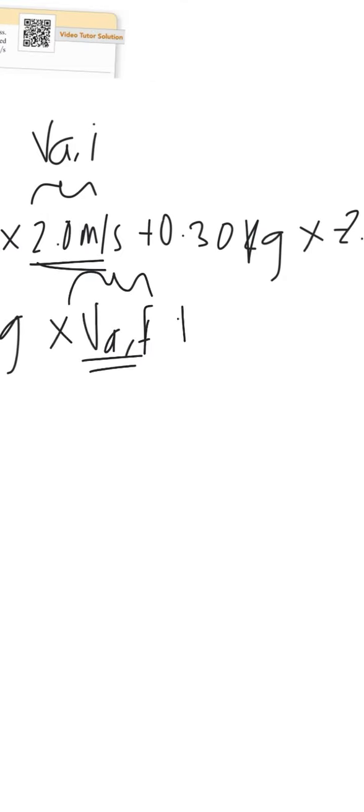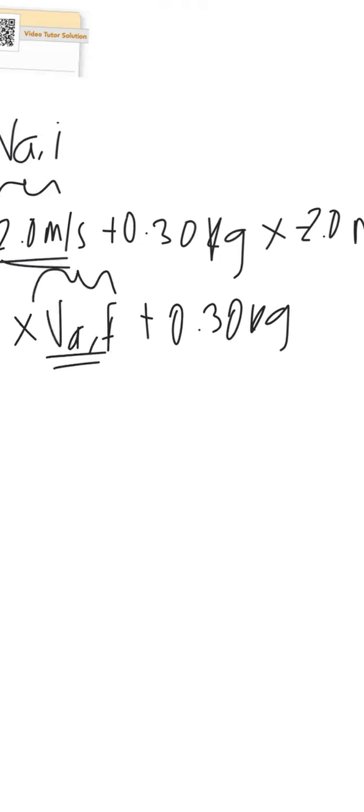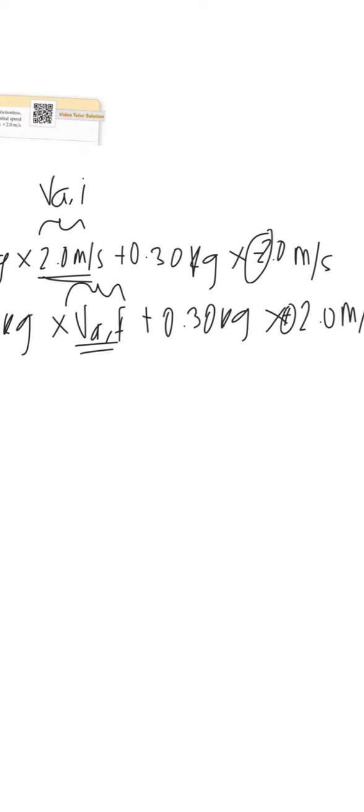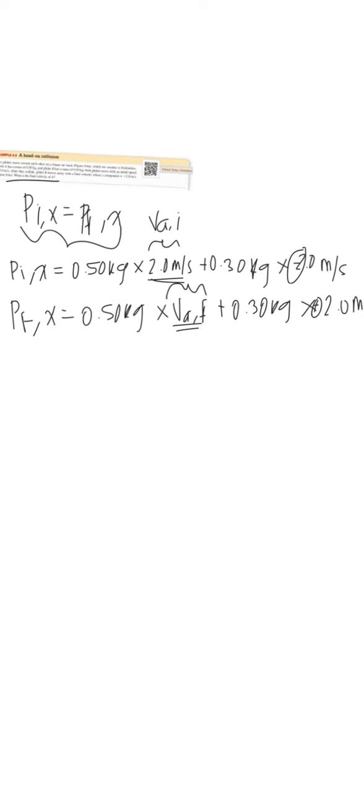So let's continue with the equation. 0.30 kilograms times 2.0 meters per second. Now notice how this one is negative and this one is positive. So in order to solve this, what we need to do is just set both of these equations equal to each other. We need to know that these are equal.